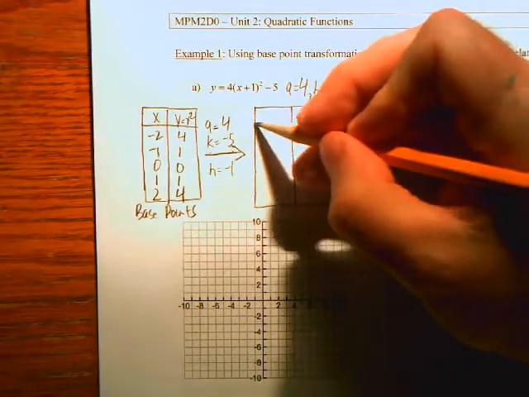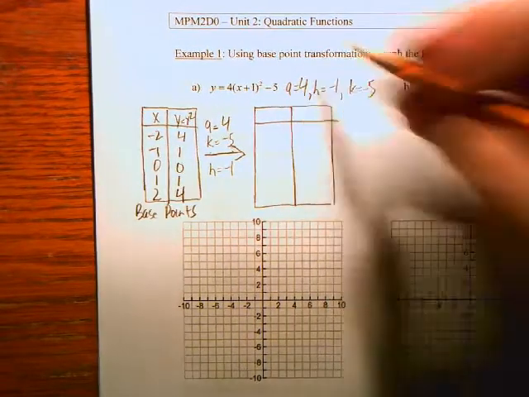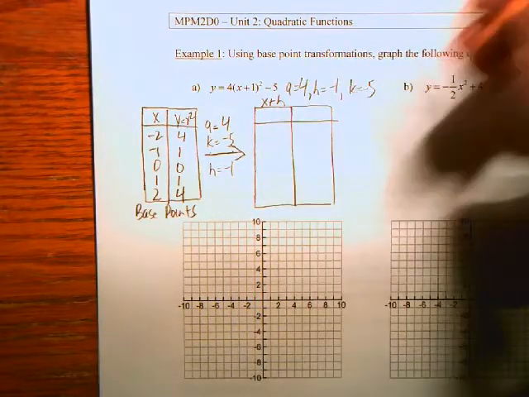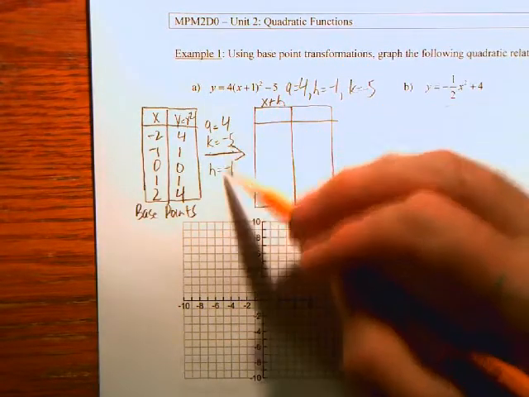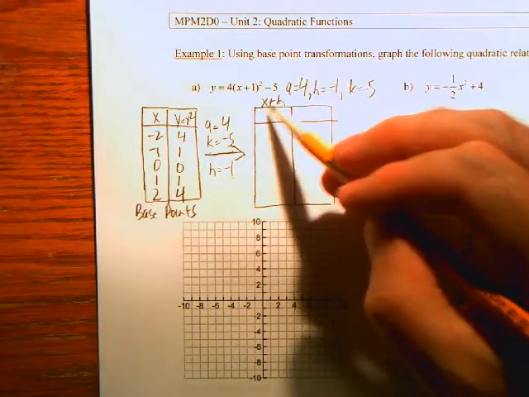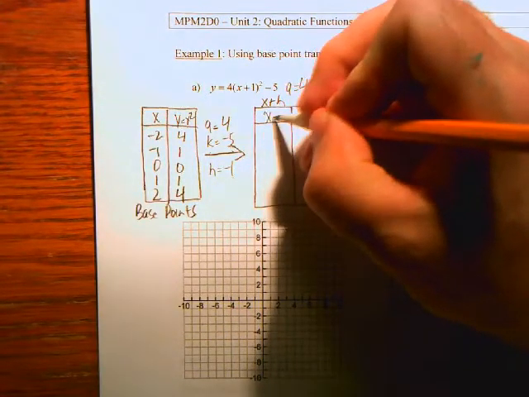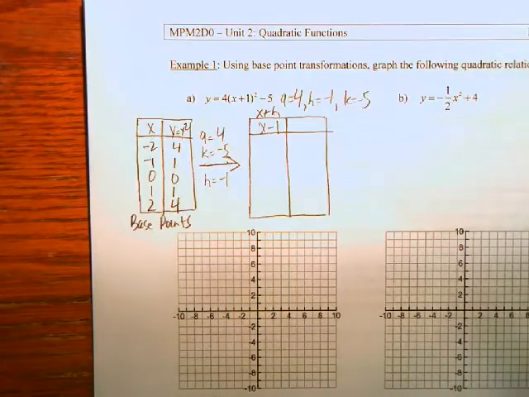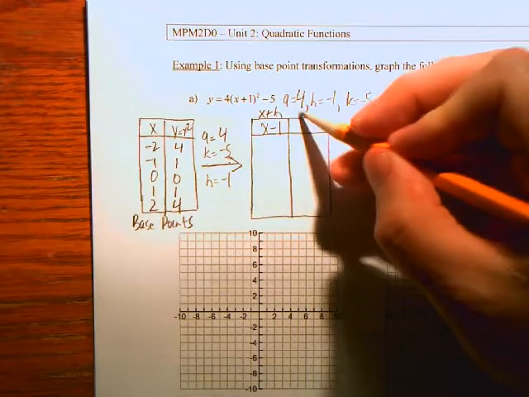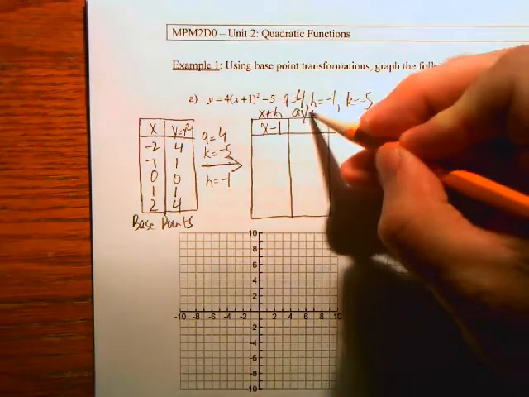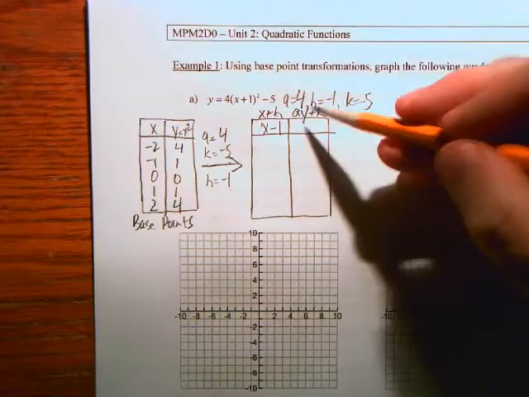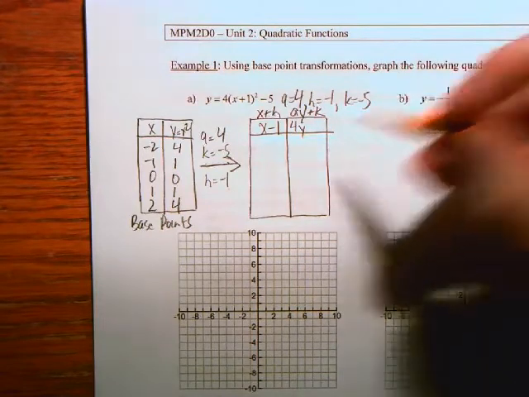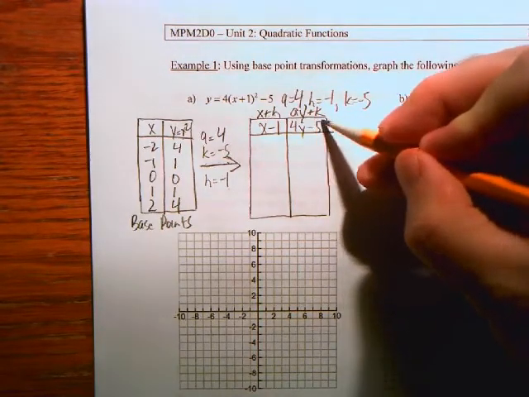Again, I've got my x column and my y column. So remember that this column here is going to be x plus h all the time. So I go and fetch my h value, -1. So x plus -1 is the same as x minus 1. And then this column here, the y, the generic formula is ay plus k. So a is 4, so 4y, and then plus k, which is -5, 4y minus 5.